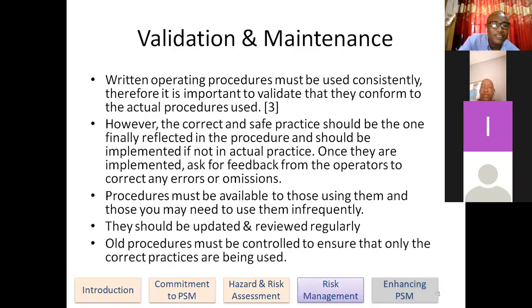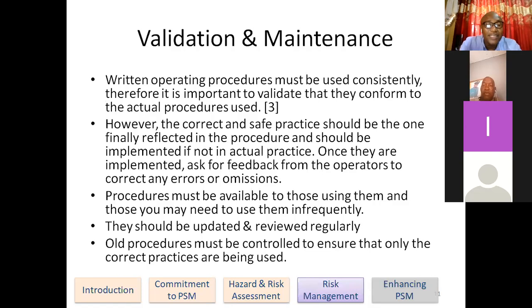Validation and maintenance. Also, a standard operating procedure must be well written and must contain how you validate and how you maintain an equipment, how you maintain a process, how you maintain a business.